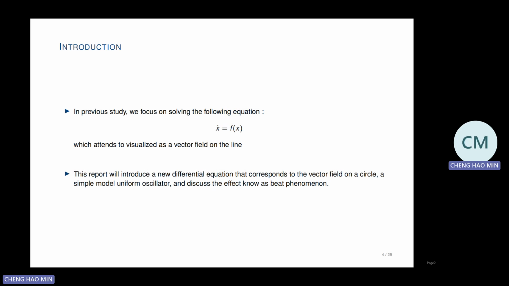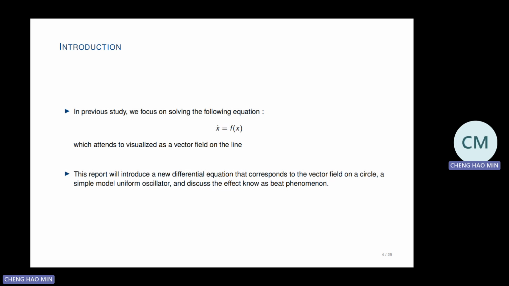So let's look at the structure of this presentation. We will initially focus on the basics of vector fields on a line and then shift our attention towards vector fields on a circle, which we will mainly discuss in this presentation, followed by an introduction to a simple oscillator model known as the uniform oscillator. And in the end, we will discuss a fascinating and interesting concept known as the beat phenomenon.